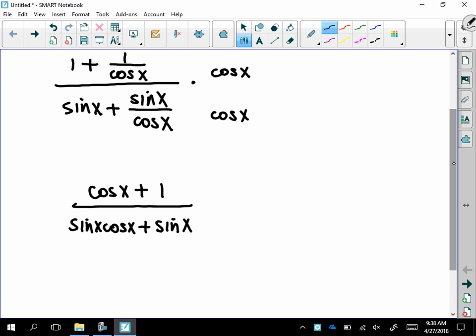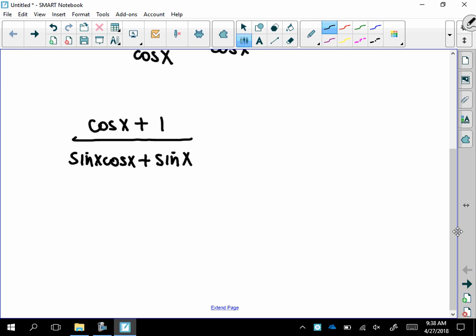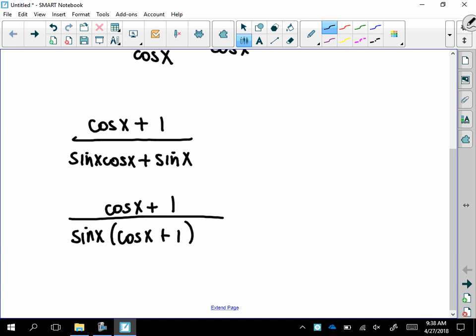Yep, there's a GCF in the denominator of sine. And once I factor out that sine, then I have cosine of x plus 1. And you'll notice the cosine of x plus 1 cancel out. So you're left with 1 over sine, which is cosecant.